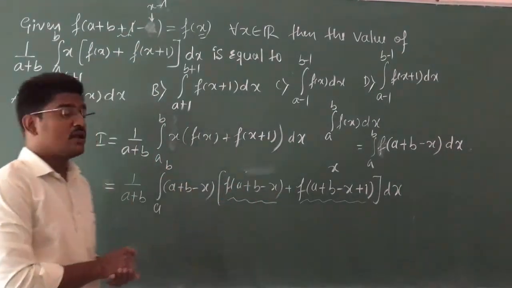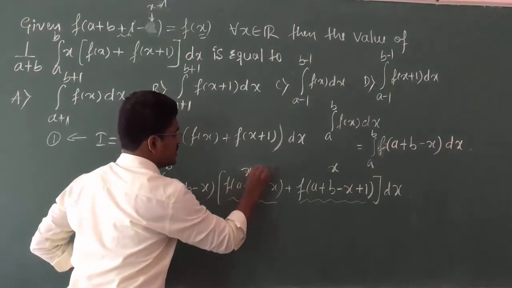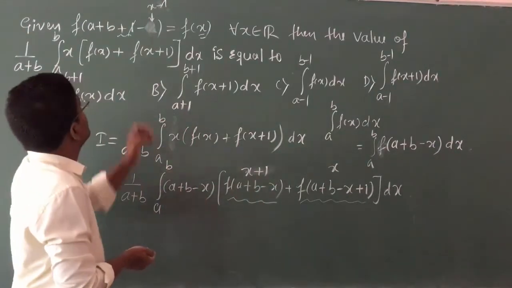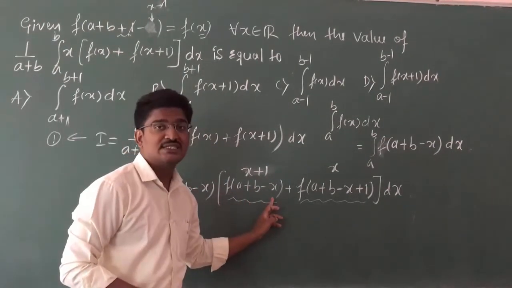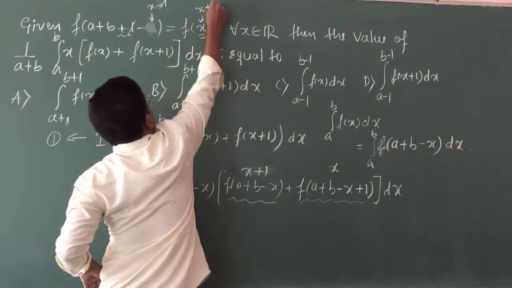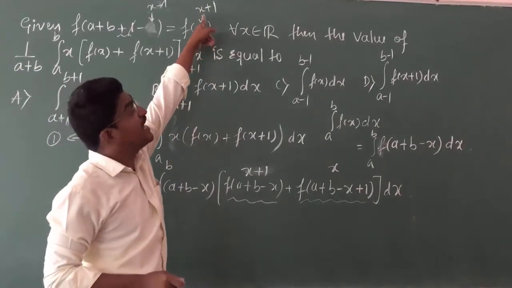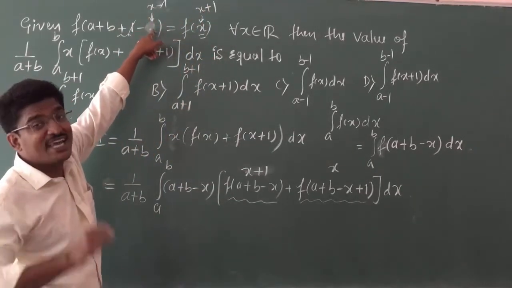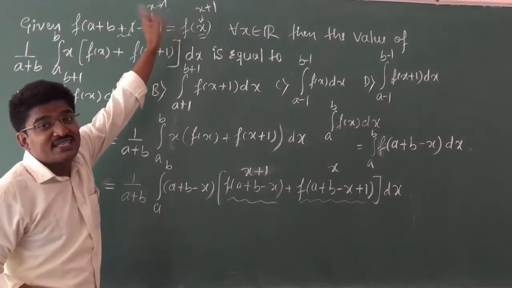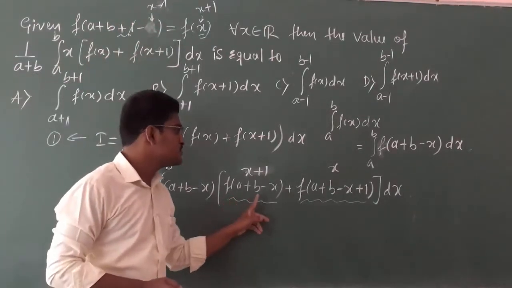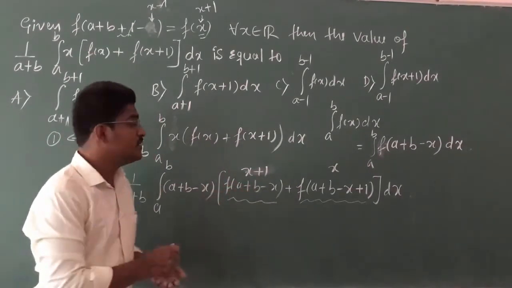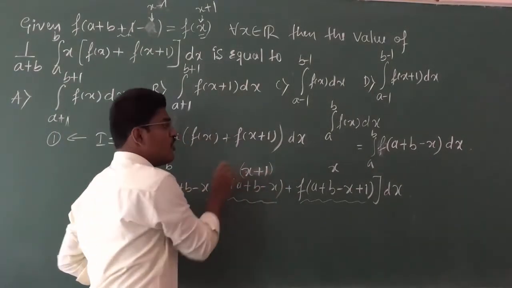x plus 1. Clear? So now I can replace this term as x plus 1, because if I place in the place of x as x plus 1, it will convert to a plus b minus x. That means in the place of x I can write x plus 1. Clear? In the place of x I write x plus 1, and if I simplify it will be a plus b minus x, that is nothing but a plus b minus x. Clear? So now this term is converted to f of x plus 1.